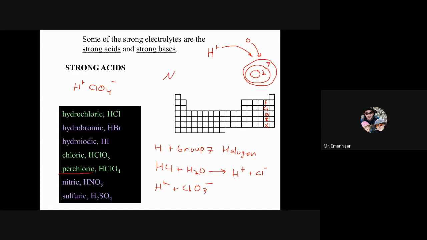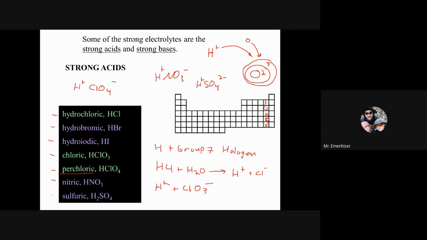Nitric acid has the nitrate ion in it. You add hydrogen to it, and you get nitric acid. And then sulfuric acid has the sulfate ion. You add hydrogen to it, and you get sulfuric acid. So these are our 7 strong acids.